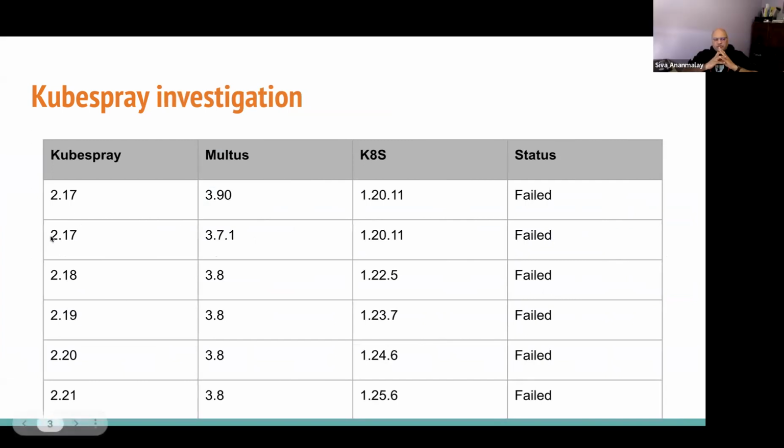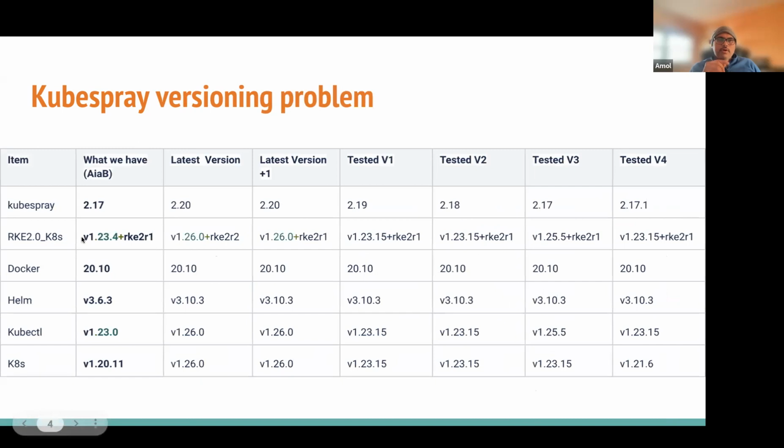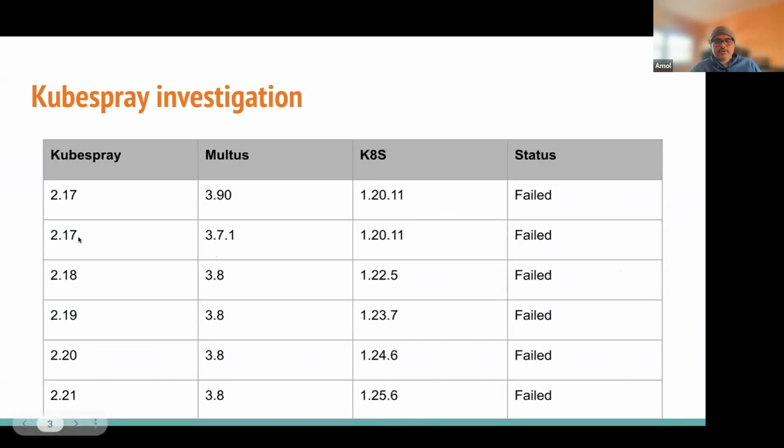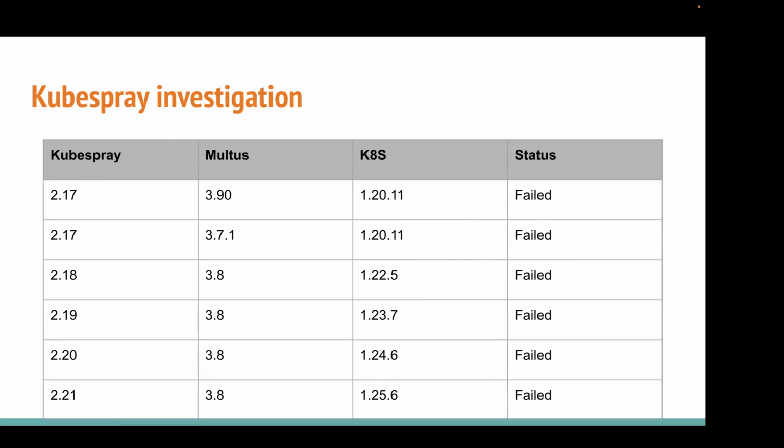Fair question. So the job that you are seeing is basically the second line, 2.17, not 3.7.1. I think that commit you did on AIAB was never merged. So 3.9 and 1.20.11, that's the first line. Okay, so that combination just stopped working for some reason, like a week or two ago. Yes. Okay, and we don't really know why that is.